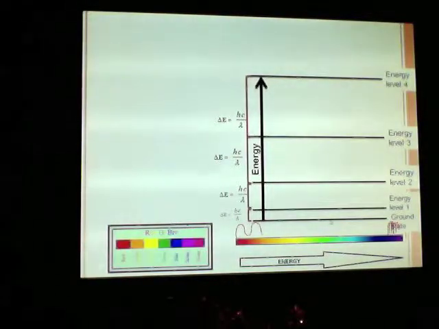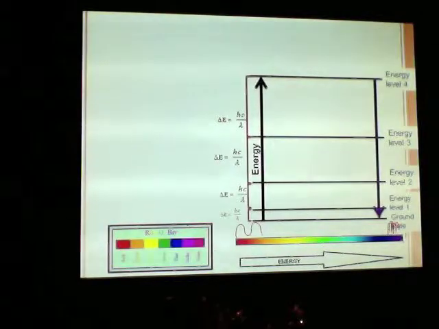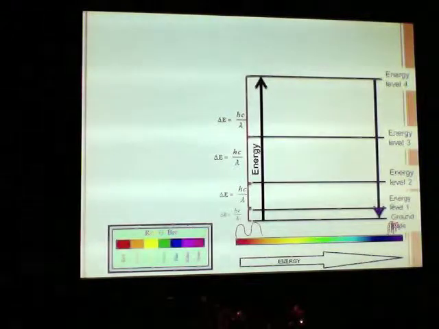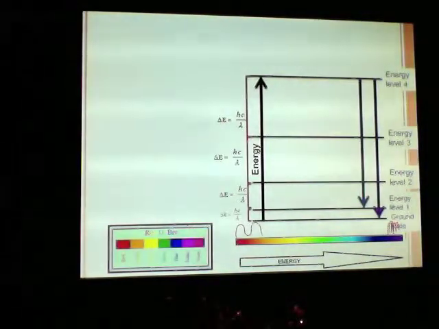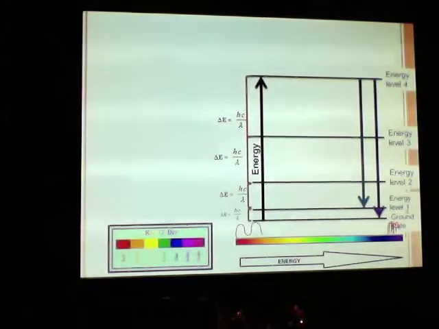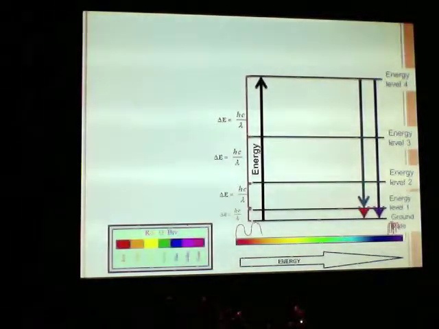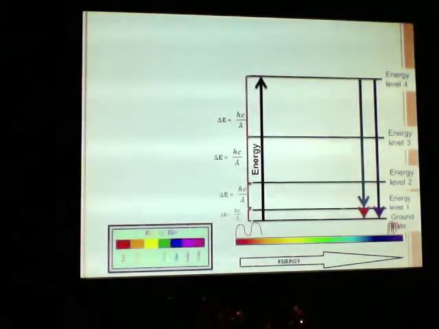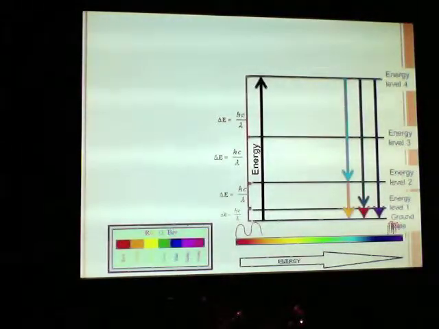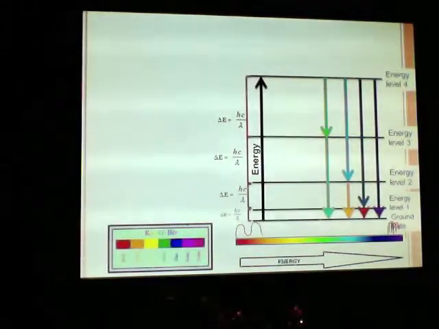When it's jumping down, it might release violet light, like potassium, and jump right down. Or it might jump to level 1, for example, not completely to the ground state, and release blue light. Then it might release red light and jump to the ground state. It might release light blue light and then yellow light. So it might actually do these things all at the same time.